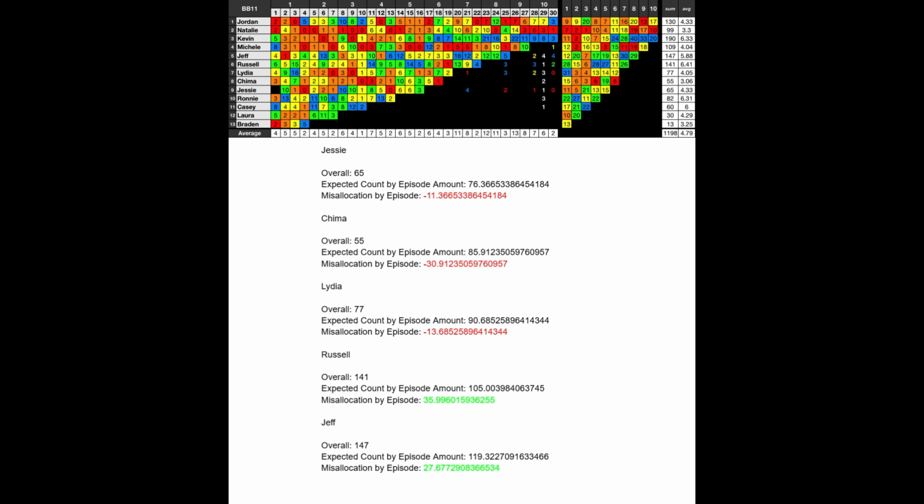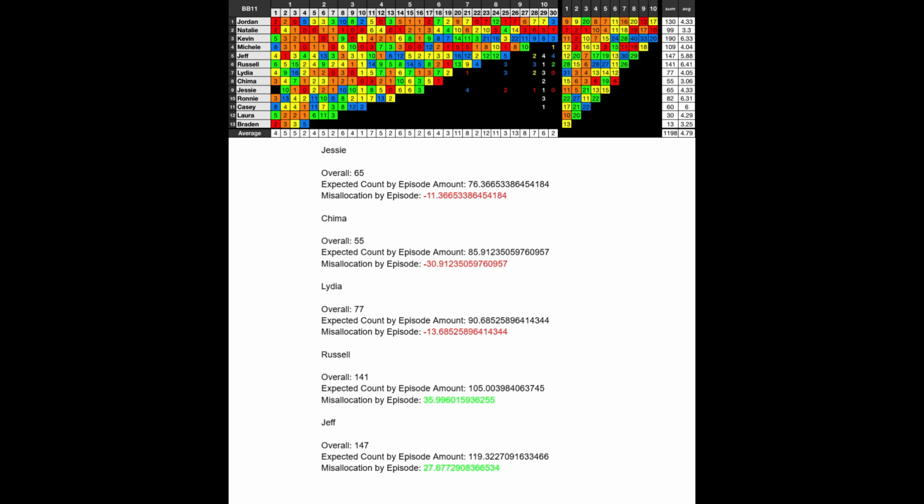Chima got 55 diary rooms, and her expected count by episode amount is 85.91. This causes her to be severely under-edited, where she has a negative 30.91 misallocation amount. And I think one of the reasons why this happened is because the producers just didn't like her and couldn't really trust what she could say.